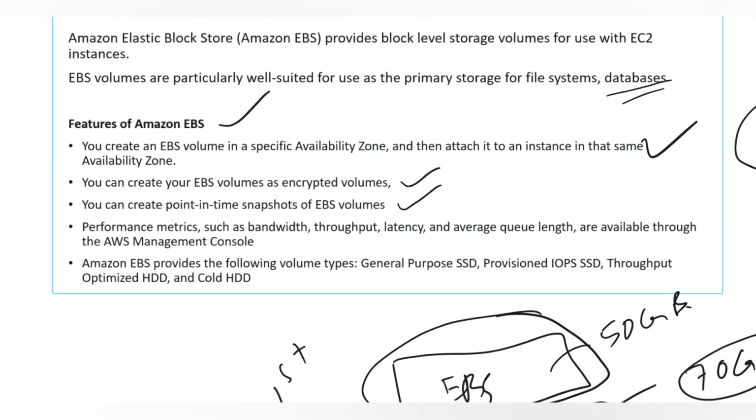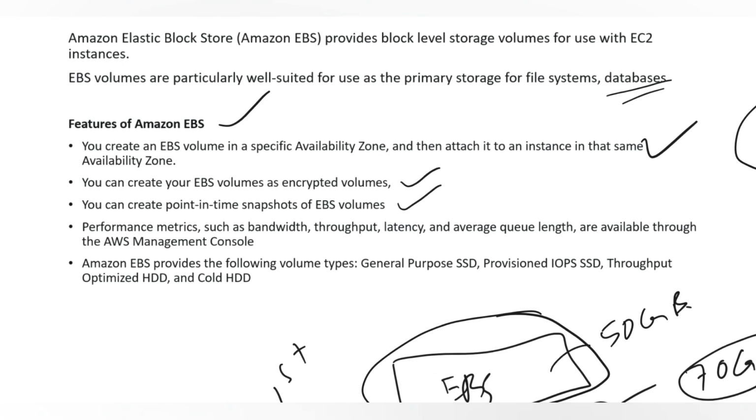So the last point is Amazon EBS provides the following volume types such as general purpose SSD, provisioned IOPS SSD, throughput optimized HDD, and cold HDD. So there are four types of disks available in Amazon. One is general purpose, then IOPS optimized, and then throughput optimized, and cold HDD. So each category will have its own specification. So as per your requirement, you can choose the best one which suits your workloads.